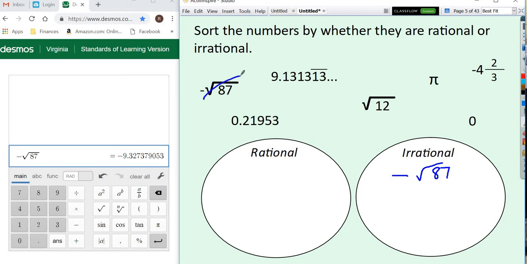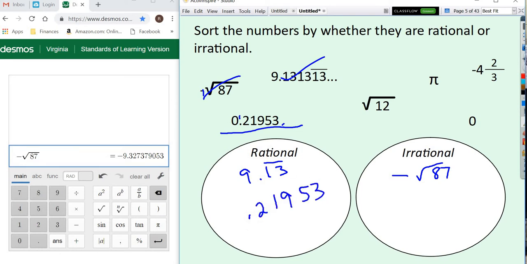The next one, the 1, 3 is repeating. If you have a repeating decimal, that makes it rational. So we've taken care of that one too. The next one is a terminating decimal. It stops. 0.21953, which again makes it rational. So I'm going to put it down right there.